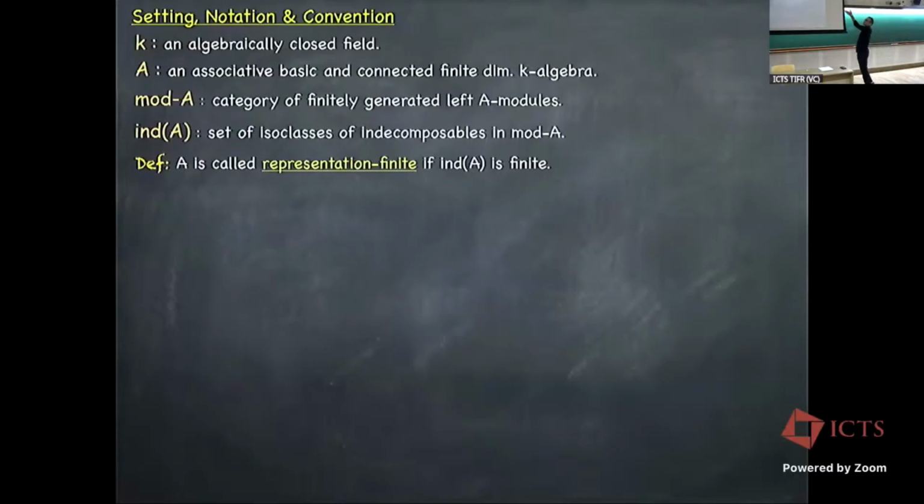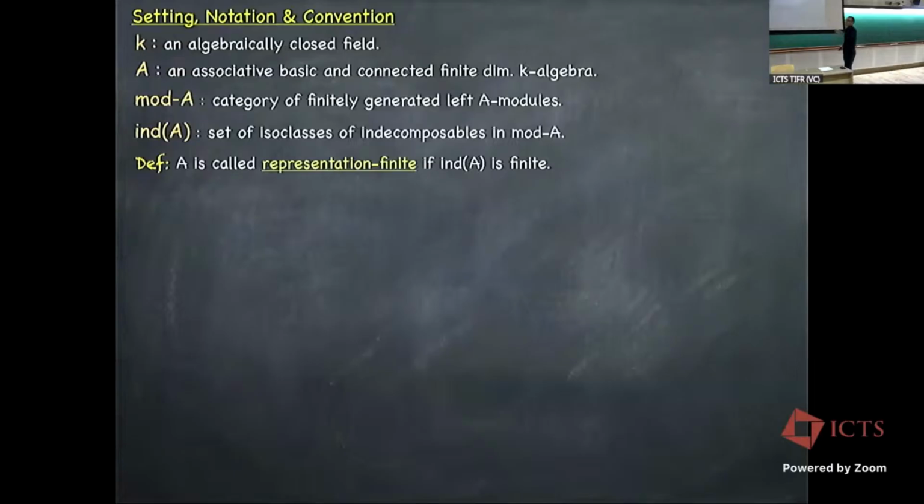By mod A, I denote the category of finitely generated left A-modules, and by ind A, I denote the set of all isoclasses of indecomposables. Classically, an algebra is called representation finite if it admits only finitely many isoclasses of indecomposables. Let me establish a language from pure algebraic setting to the more combinatorial framework, which may actually overlap your interests.